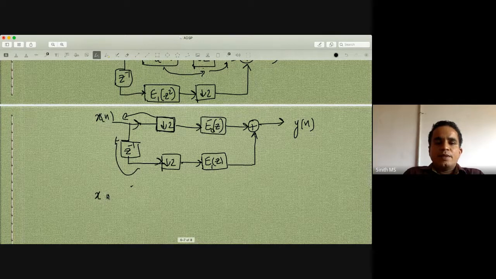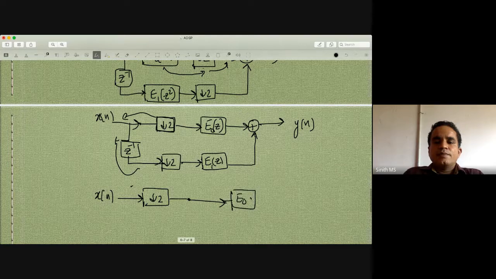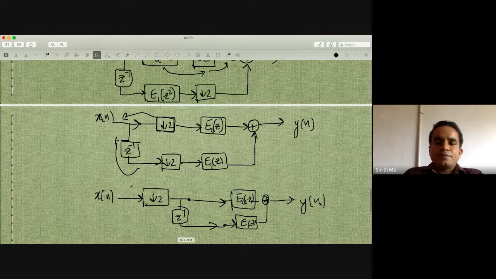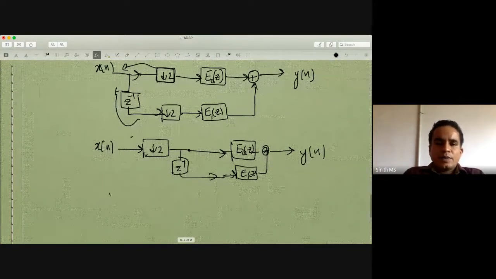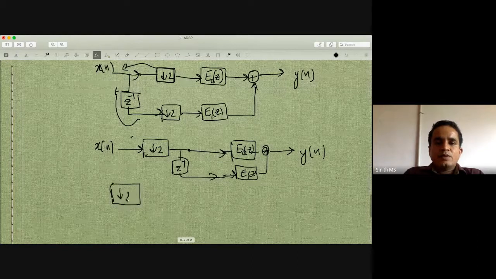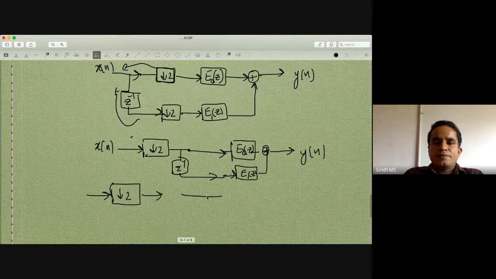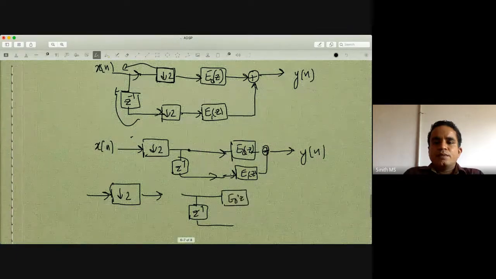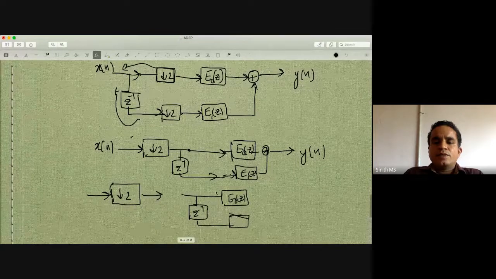So it can be x(n), pass it to a downsampler by a factor of 2. Then you have E0 z. Then you have a delay, pass it through E1 z, add it, then you get y(n). This can also be written as a downsampler followed by a simple filter, with z inverse into E1 z, as well as E0 z, and add the filters.